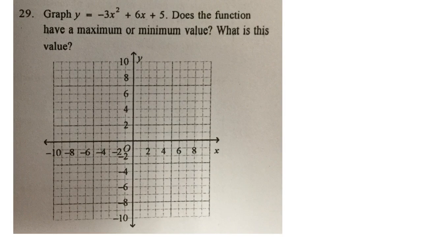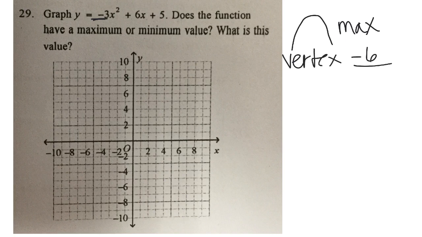Graph y equals -3x squared plus 6x plus 5. Does the function have a maximum or minimum? We can answer that question just by looking at the negative sign. That means it opens upside down, so it has a maximum, and we can find it by finding the vertex using -b over 2a: -6 over 2 times -3, -6 over -6. The x value of the vertex is -1.